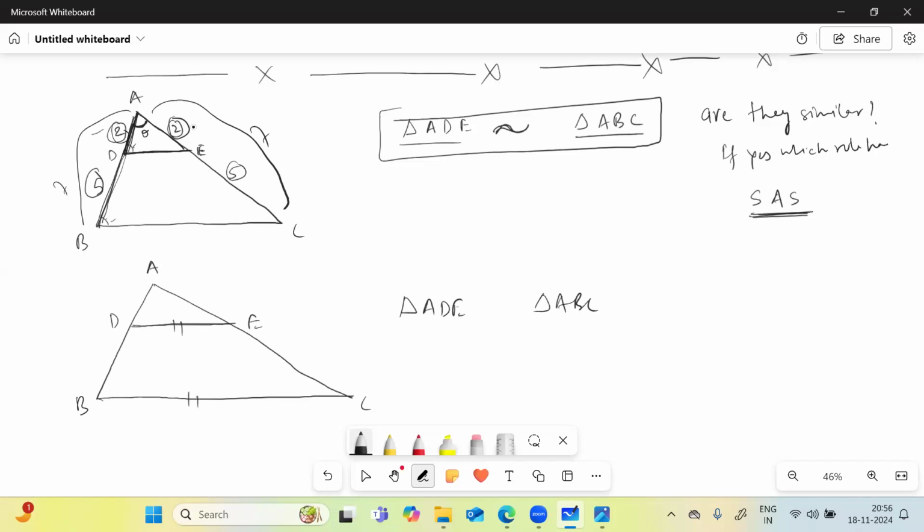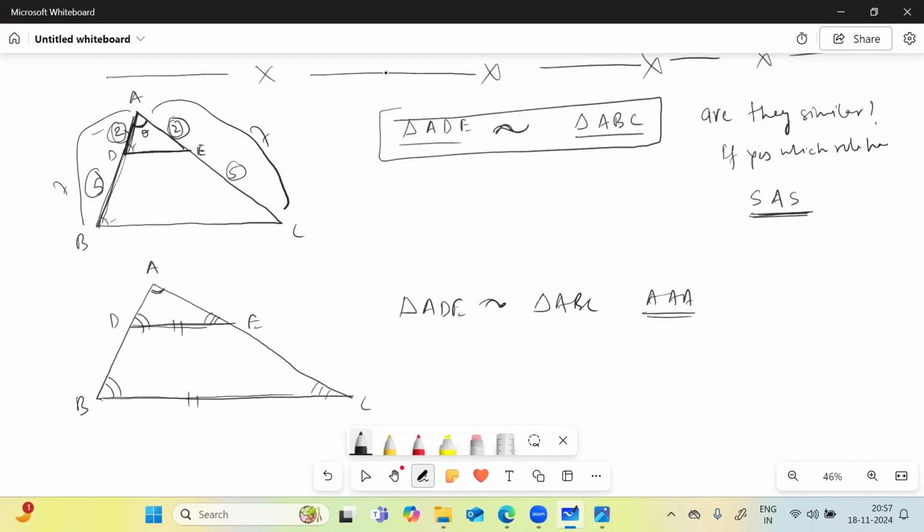Can anyone tell me? So they are similar. And how? Which rule did you apply? So angle. Yes. Why? Because if these two lines are parallel, these two angles will be the same. And this is a common angle for both the triangles. And these two angles will also be the same. So the angle rule will be applied here and this will be similar.